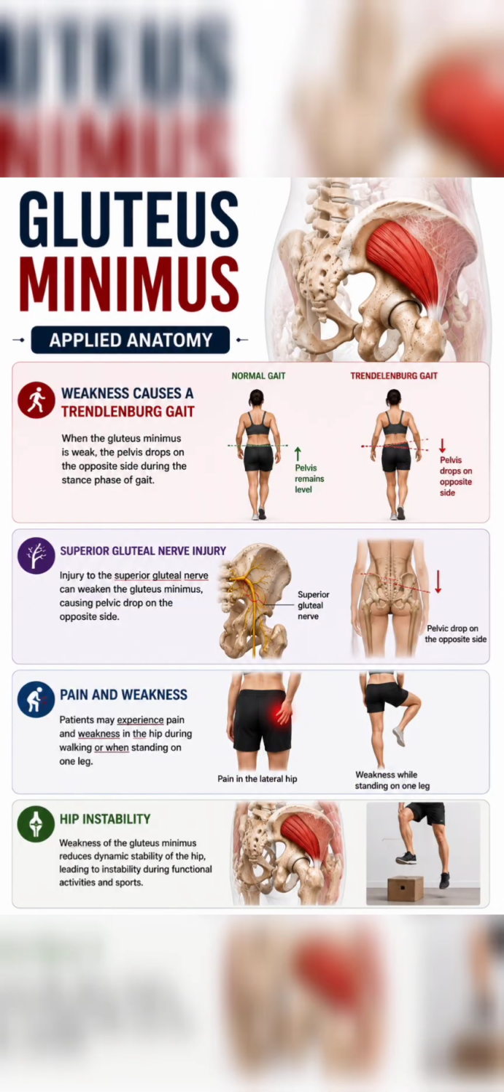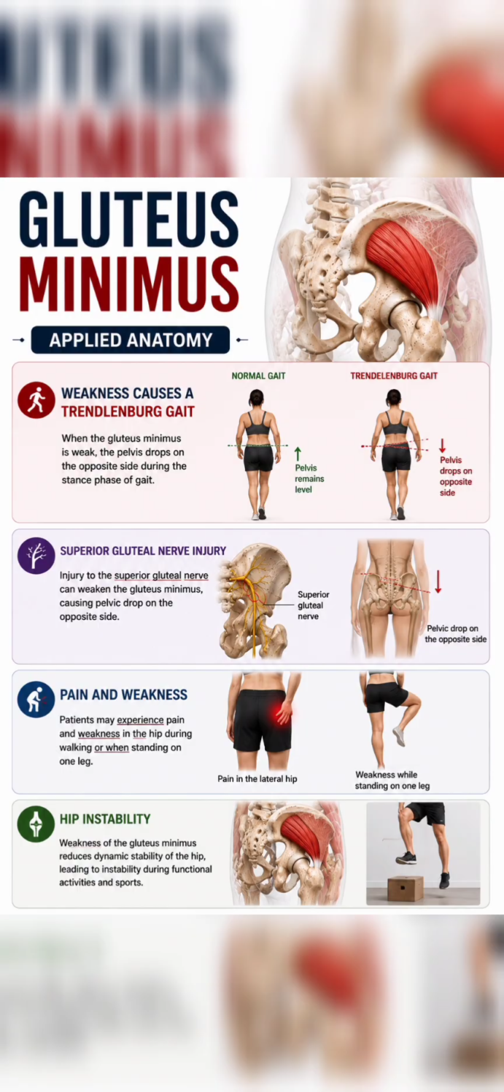Next one is applied aspect. So first one is this muscle, gluteus minimus weakness may cause Trendelenburg gait. Okay, when the gluteus minimus is weak, the pelvis drops on the opposite side. So during the stance phase of the gait, at that time you can see Trendelenburg gait.